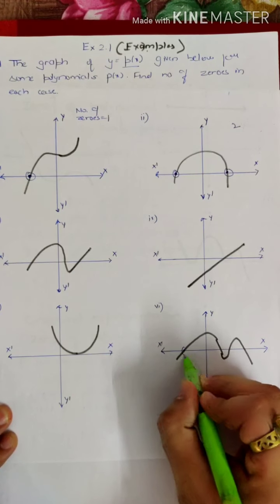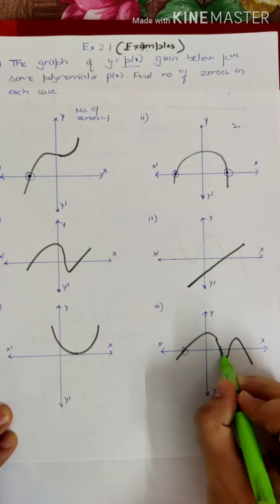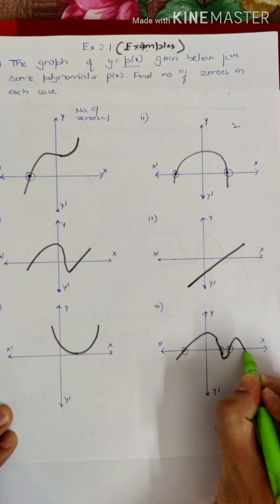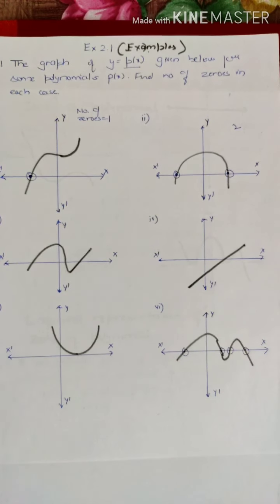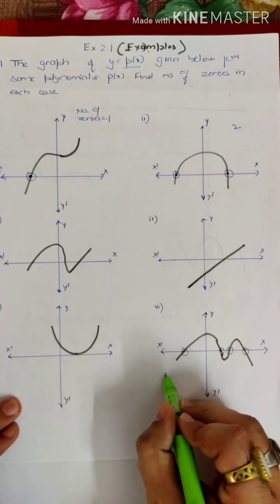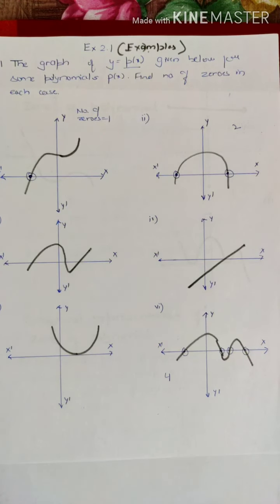The number of points where this graph intersects is 1, 2, 3 and 4. Now this graph is intersecting at 4 different points on the x-axis. So the number of zeros or the number of solutions will be 4. This indicates that this is a polynomial in x whose degree is 4. Therefore it has 4 solutions.